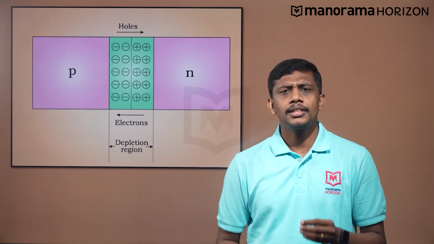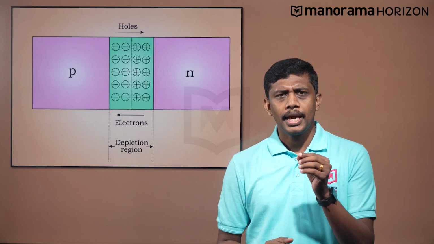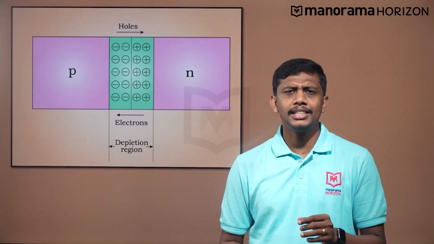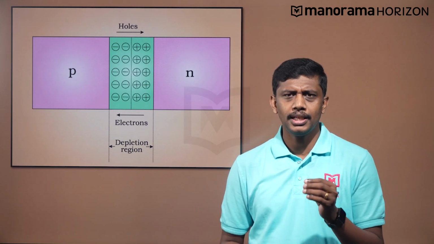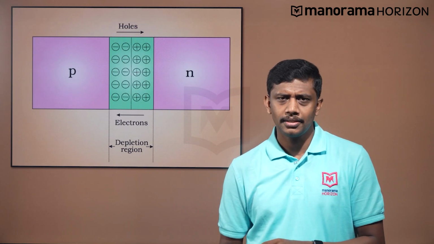The next one is depletion region. When electrons diffuse from N region to P region, it leaves behind ionized donor, that is positive charge on the N side, which is immobile. Thus, a layer of positive ions is developed in the N side.